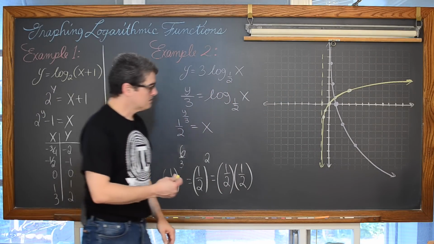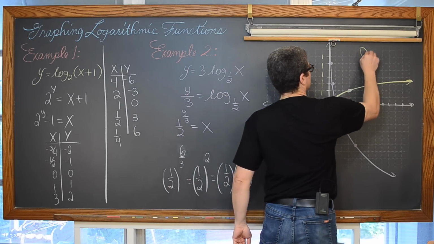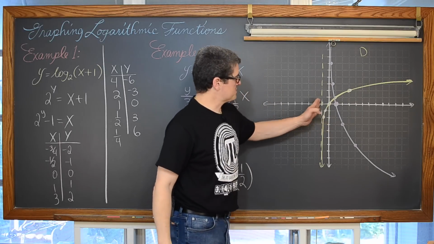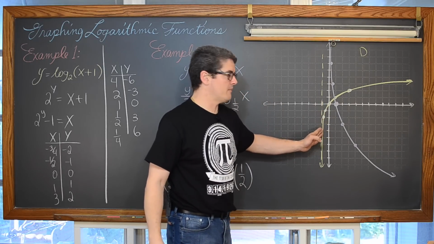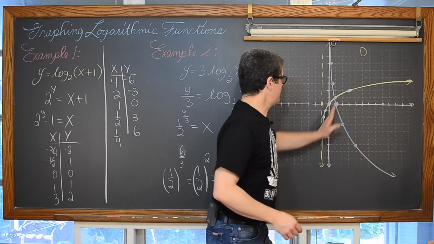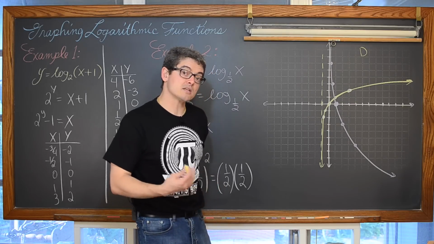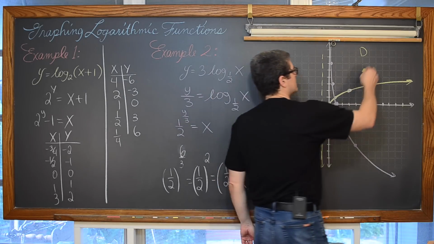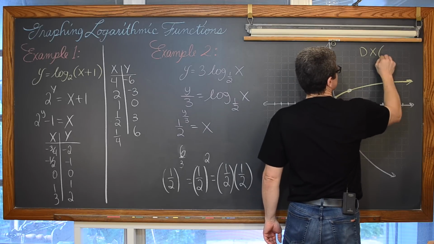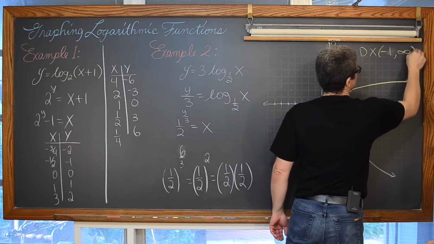Now, the domain and range of this yellow graph. The domain: it goes all the way to the left and approaches -1, but x equals -1 is a vertical asymptote. So the x's that make up this yellow graph are never going to become -1, but it will approach -1. So the domain is your x's from -1 to infinity.